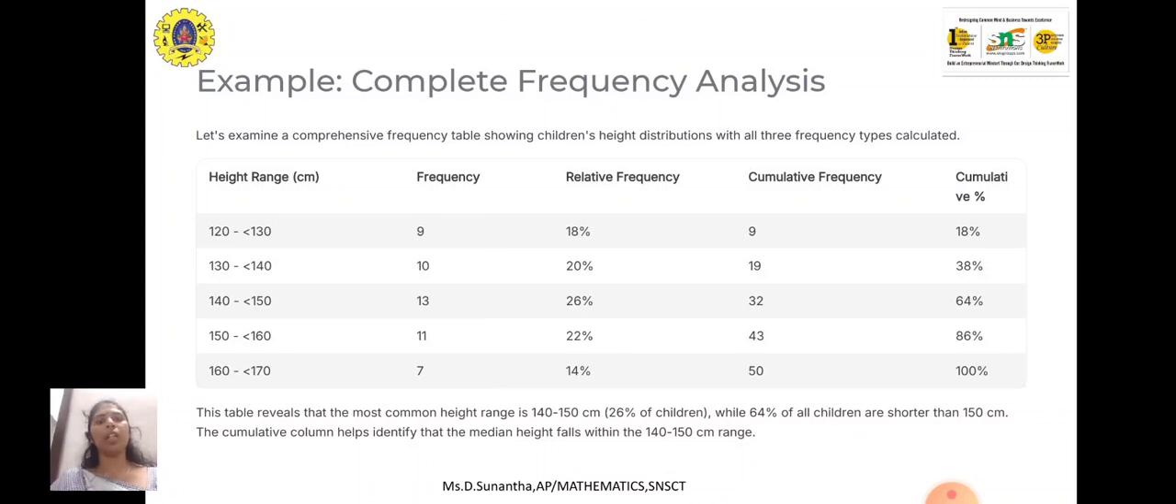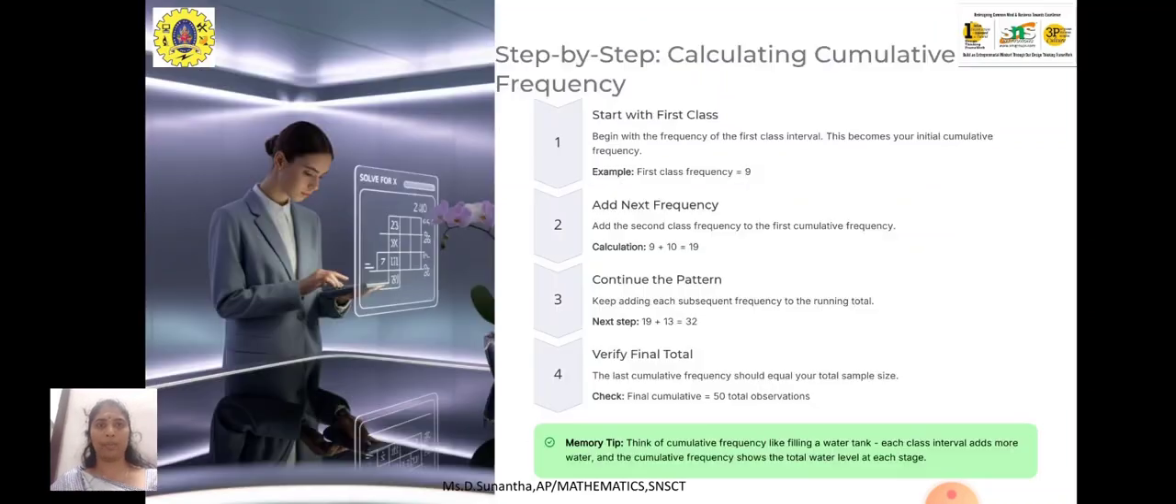This table reveals that the most common height range is 140 to 150, which means that 26% of students fall under that category, while 64% of the children are shorter than 150 centimeter. So therefore the cumulative column helps identify that the median height falls within the 140 to 150 centimeter range.